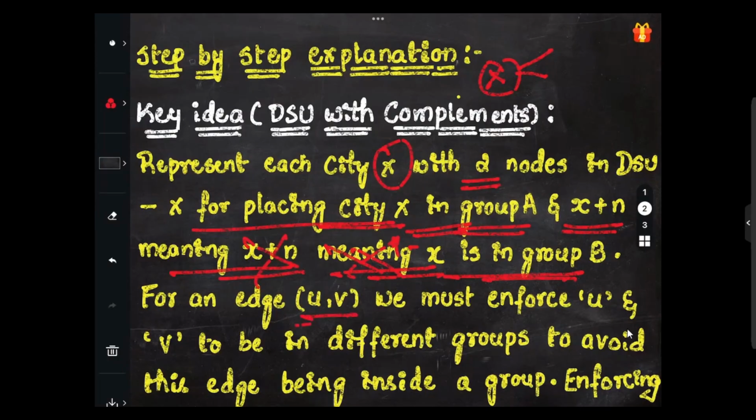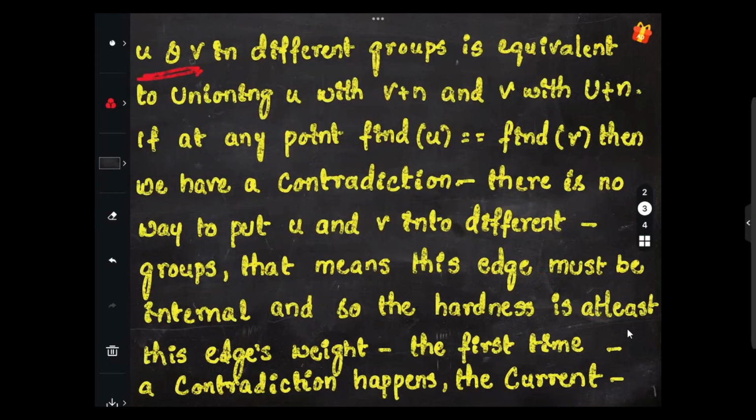For the edge U comma V, we must enforce U and V to be in different groups, to avoid this edge being inside a particular group, right? Enforcing U and V in different groups is equivalent to unioning U with V plus N, and also V with U plus N, right? So this is fine, I believe, easy.